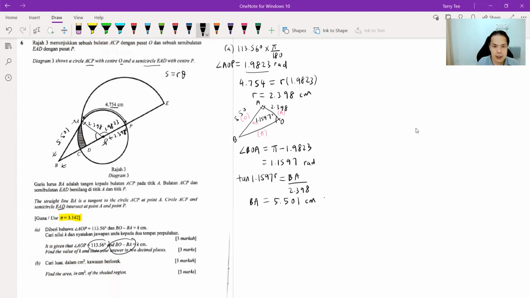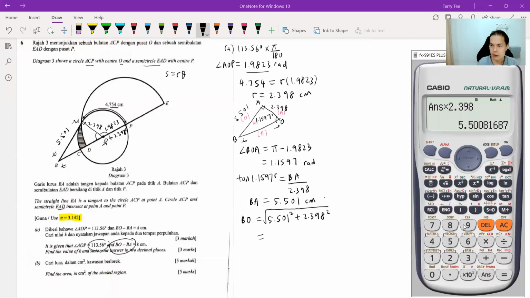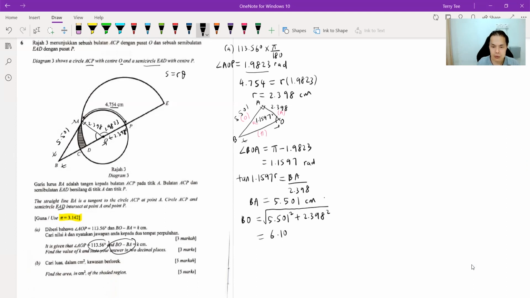If I know this 5.501, I can find BO by using Pythagoras. If you want, you can also use SOHCAHTOA again, like cos theta. In this case, I'll use Pythagoras: 5.501 square plus 2.398 square, then square root over. You should get 6.001. I got my BA and my BO. Now we want to find the value of K. Remember BO minus BA is K, so K is BO 6.001 minus BA 5.501. The difference is just 0.50. You don't have to write so many decimal points because the question says give your answer correct to 2 decimal points, so I'll just write 0.50.